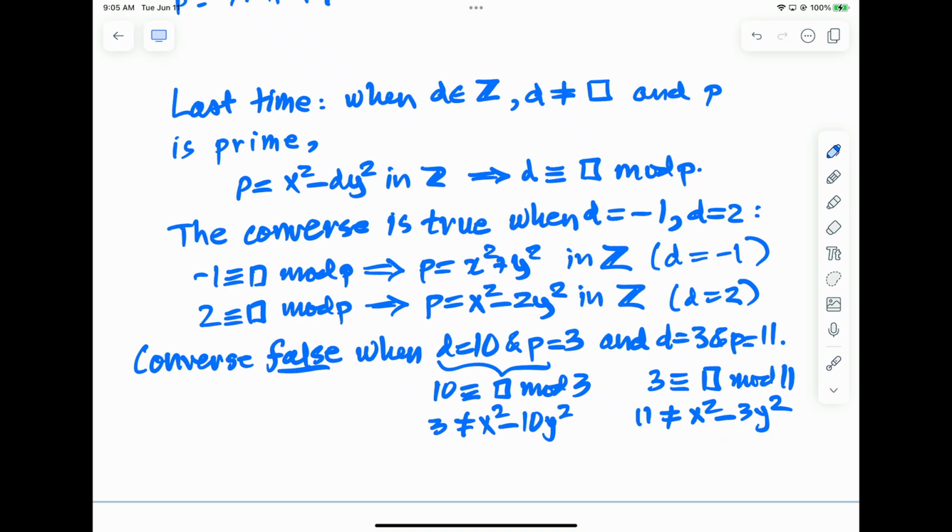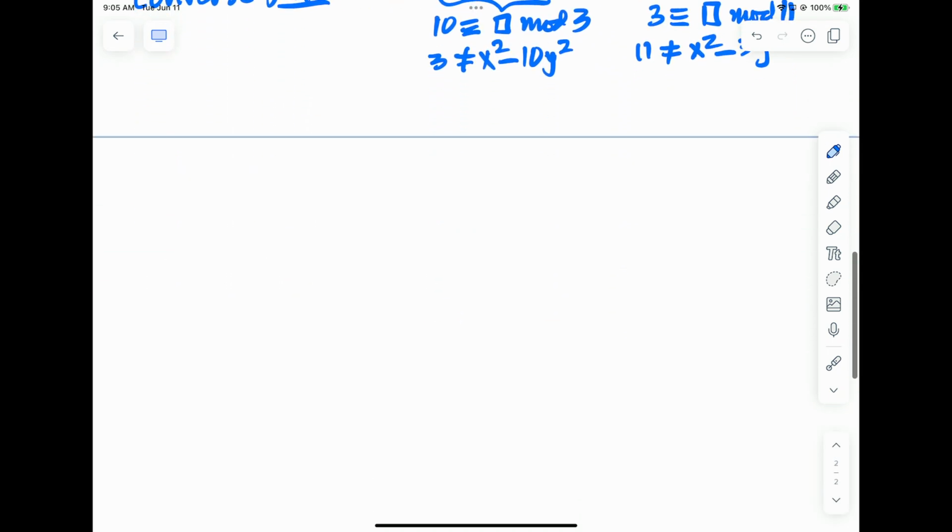So the converses can be false, but there is a nice condition on d that tells us the conditions under which the converse is true. And it's really not a condition so much on the number d, but on the ring Z[√d]. So we have a very nice theorem.